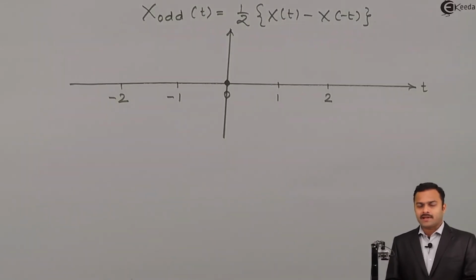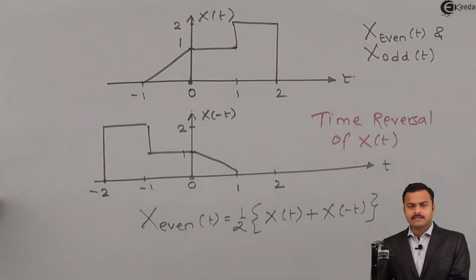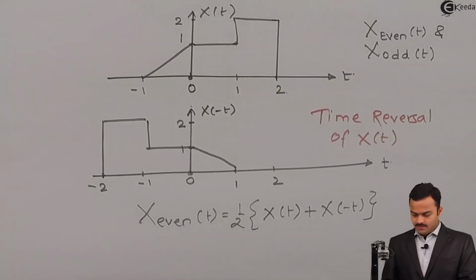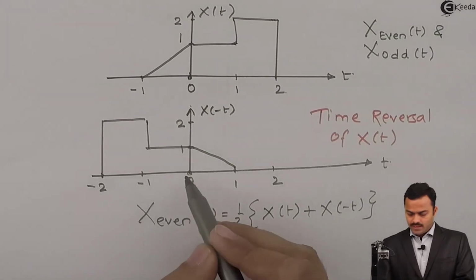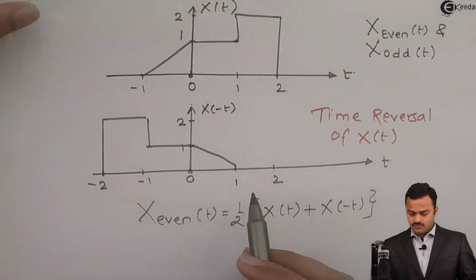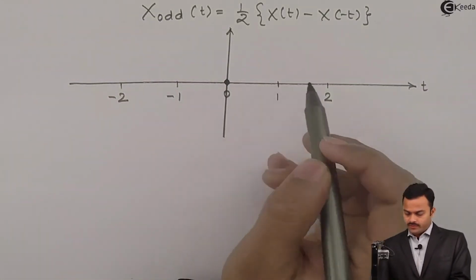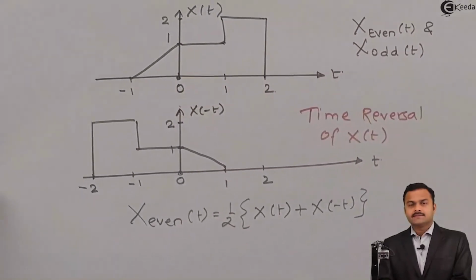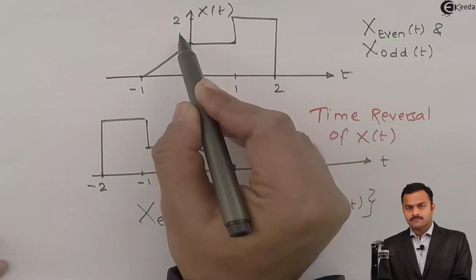Now let's subtract x of t and x of minus t. So we have x of t and x of minus t. Now let's start with 0. So 1 and 1 get cancelled, and in the end I'll get 0 for t equal to 0. From 0 to 1, x of t has slope 0 and value equal to 1.